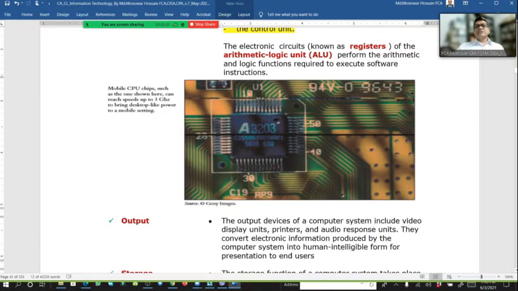The electronic circuits known as the registers of the arithmetic logic unit, ALU, perform arithmetic and logical functions required to execute software instructions. So this is the structure of the CPU.